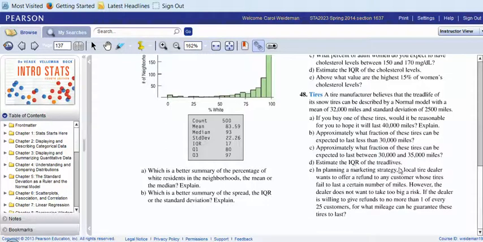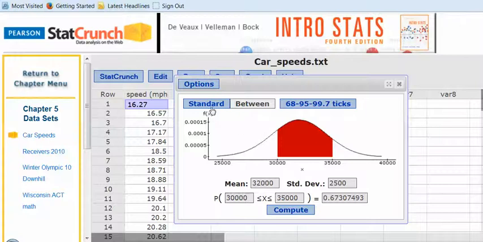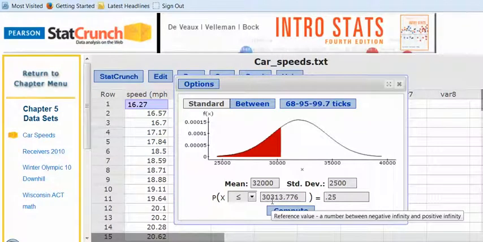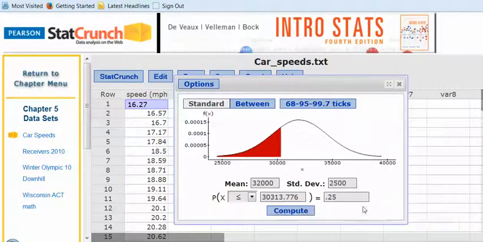Estimate an IQR of the tread lives. Okay, so the IQR, remember the IQR is the middle region, middle 50%. So if I go over here, and actually what I want to find, I need to find Q1. To find Q1, I want the area that's to the left, that's 25%. And so we come up with 30,314. I'm going to go ahead and round it off.